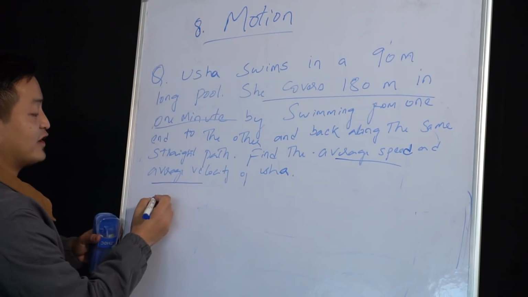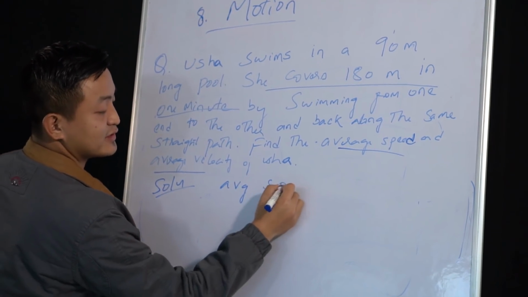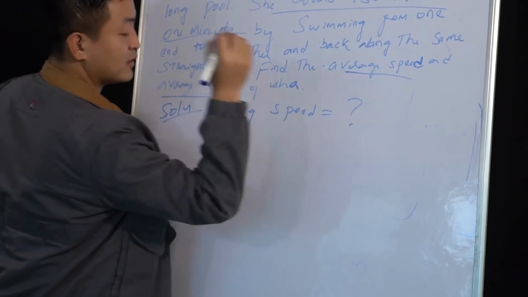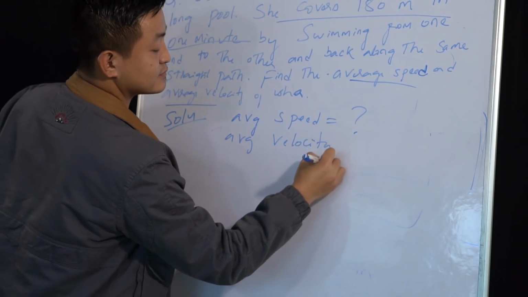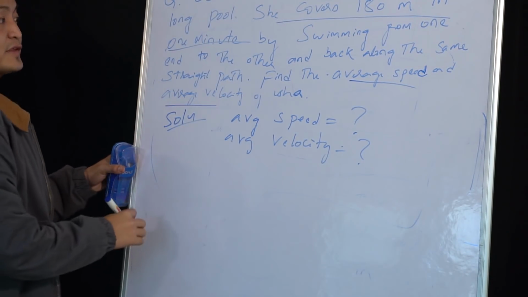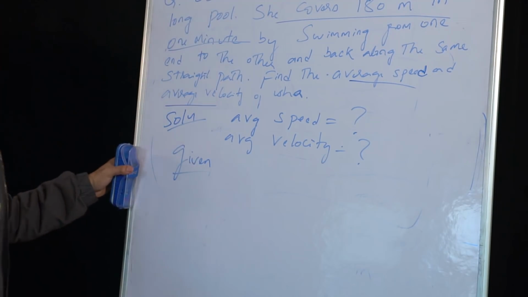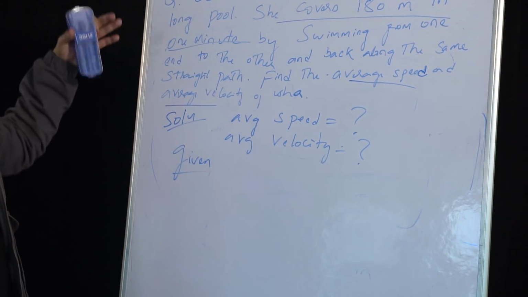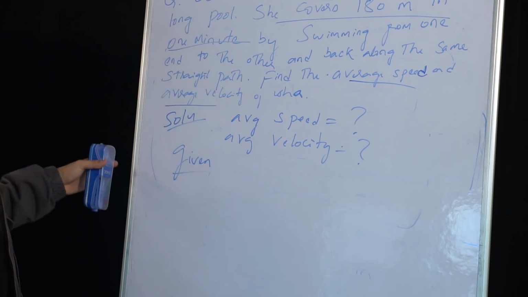So what do we have to find here? We have to find the average speed and we have to find the average velocity. Whenever you write the numericals, one very important thing is, like the ingredients, first you list out whatever is given in the question.